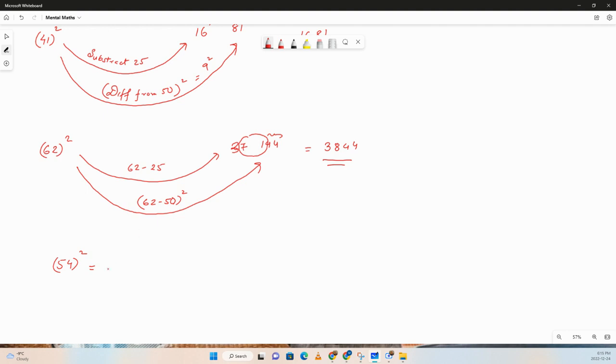Very simple. We'll follow the same steps. We will subtract 25 from 54, right? So 54 minus 25, that would be 29. And then we will subtract 50 from 54 and square it. So 54 minus 50 whole square, which is basically 4 square, which is 16. So we can write it as 2916. So this is how to find the squares of numbers up to 75.